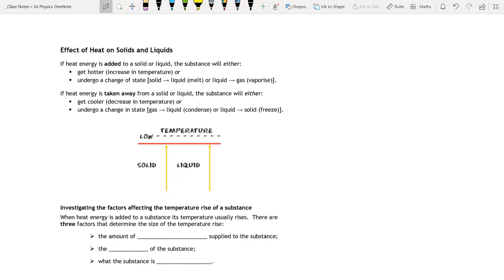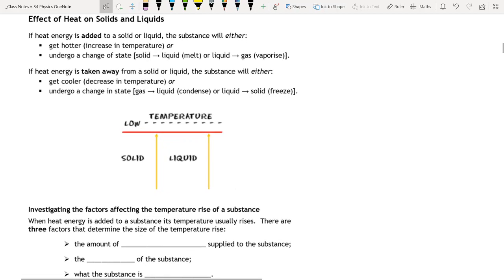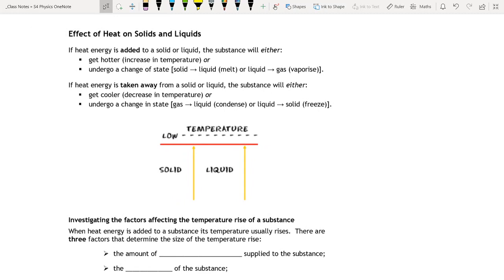If heat energy is taken away from a solid or liquid, it will either get cooler, so decrease in temperature, or undergo a change in state the opposite way. Okay, so go from a more energetic state to a lower energetic state, so a gas to a liquid or a liquid to a solid.